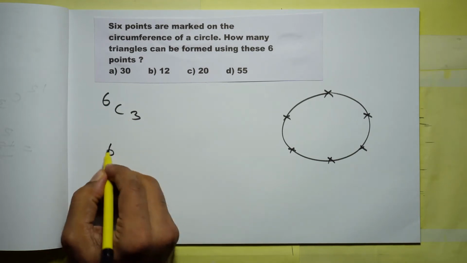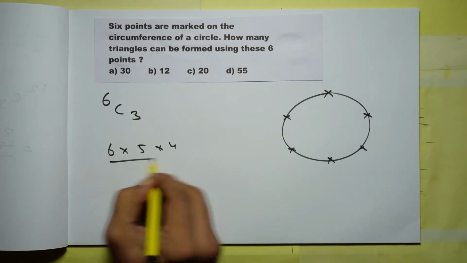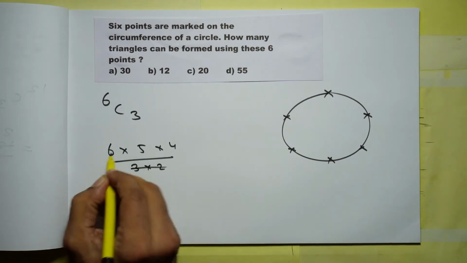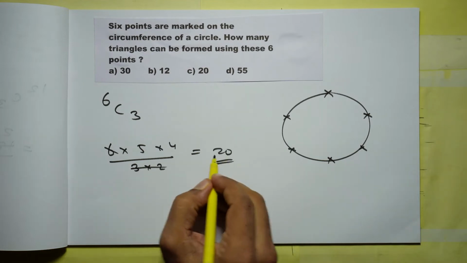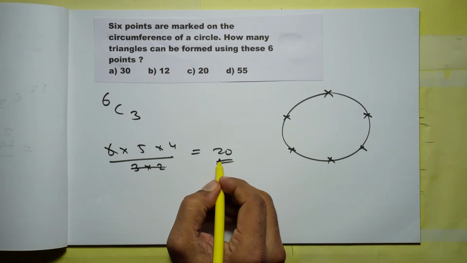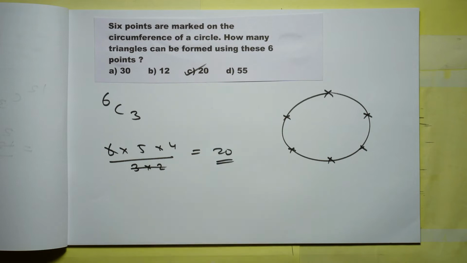So there will be 6C3, 6 into 5 into 4 divided by 3 into 2. 3 into 2 will cancel with 6. So remaining 5 into 4, 20. So altogether 20 possible triangles are there. Option C, 20.